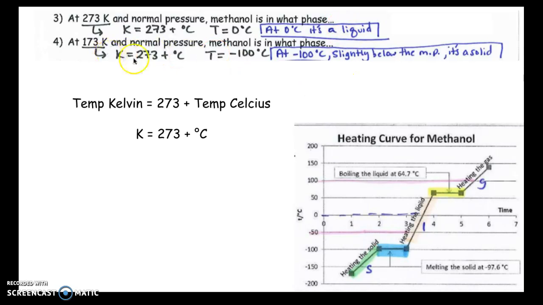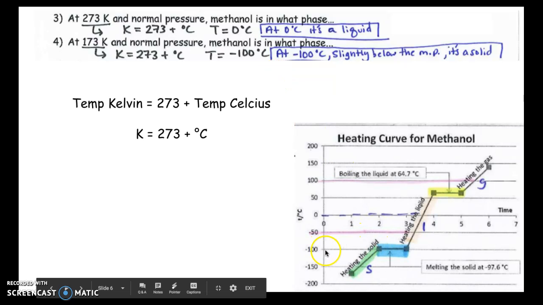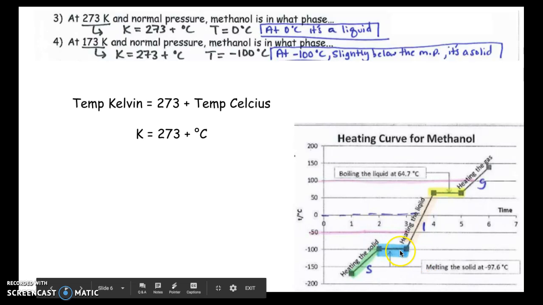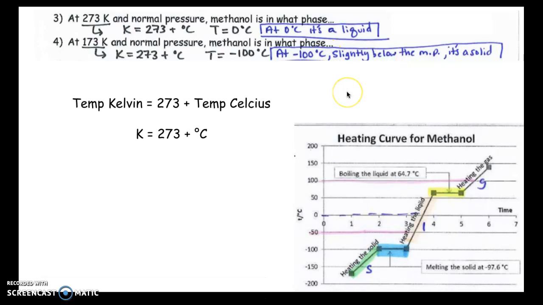At 173 K, that's negative 100 degrees Celsius, so that's down here. And at first that may be a little difficult to see. You're like, oh, am I on the solid line, or am I melting? And remember, if you're melting, that means you would have two phases there. Solid and liquid would both be present if you were melting. So what we're going to use is the melting point to help us figure that out. Notice that the melting point is negative 97.6 degrees Celsius. And since we're at negative 100 degrees Celsius, we're below that. So if you're below the melting point, you're in the solid range. And so we know it's a solid.